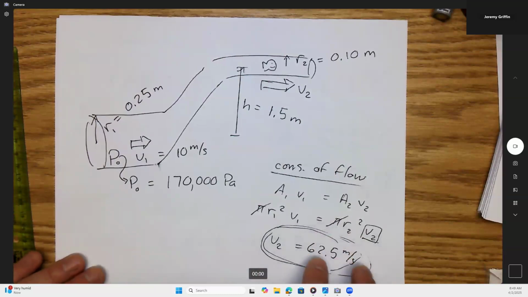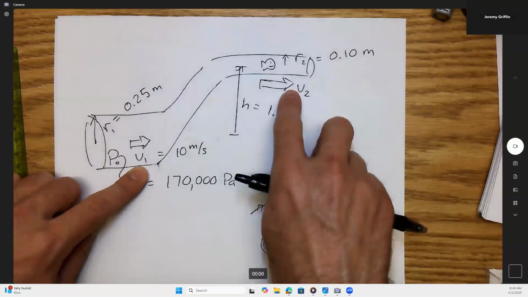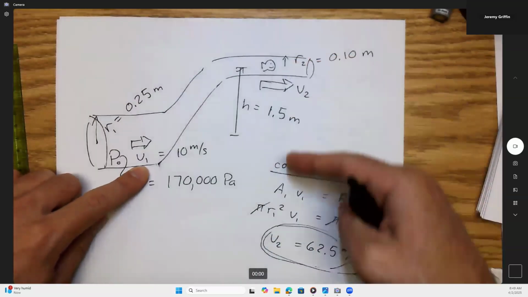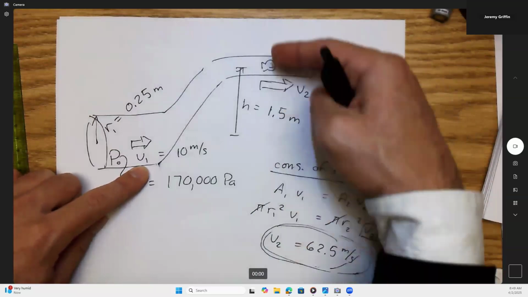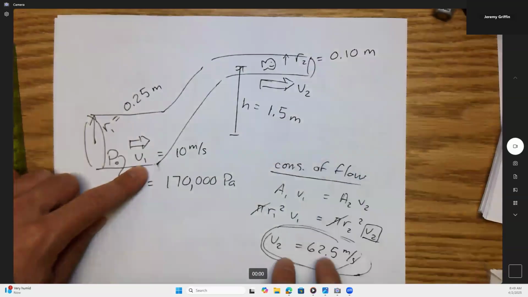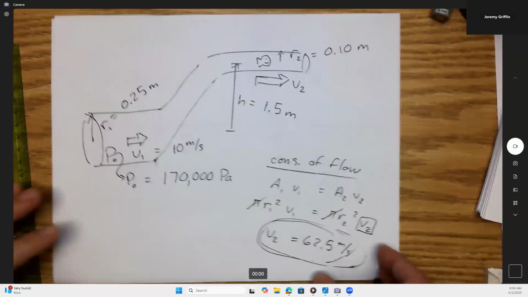So there. All right. So if I had the initial velocity of 10 meters per second here, I know it's going 62 something meters per second over here. Okay. Guys, does that have anything to do with this height change yet? No. You guys notice I haven't even touched this height change. So this second velocity has nothing to do with that. It has everything to do with the sizes of the pipes.